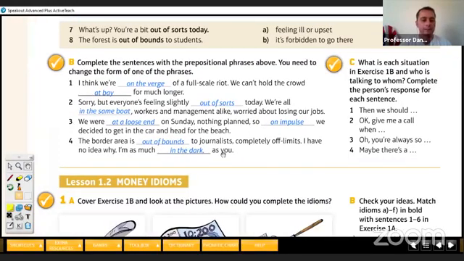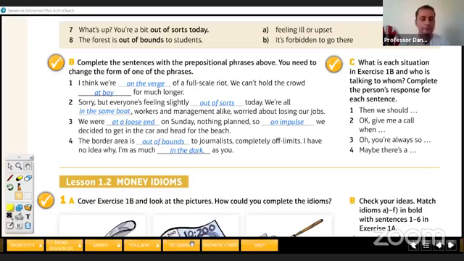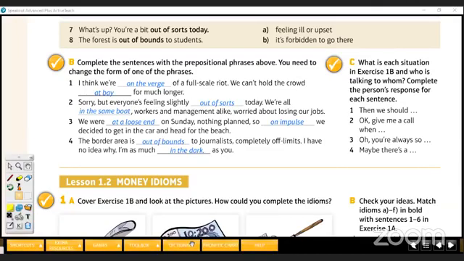I think we are on the verge of a full-scale riot. We can't hold the crowd at bay for much longer. Sorry, but everyone's feeling slightly out of sorts today. We are all in the same boat, workers and management alike. Worried about losing our jobs.